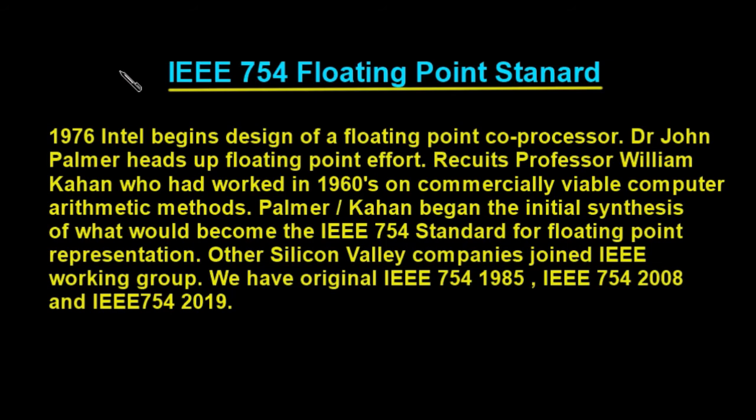So let's finish off our theory on floating point numbers by having a quick look at the IEEE standard 754 for floating point numbers. So originally in 1976, Intel began to design a floating point coprocessor. A guy called Dr. John Palmer headed up the floating point effort at Intel. He recruited Professor William Kahan, who had worked in the 1960s on commercially viable arithmetic methods for computing.